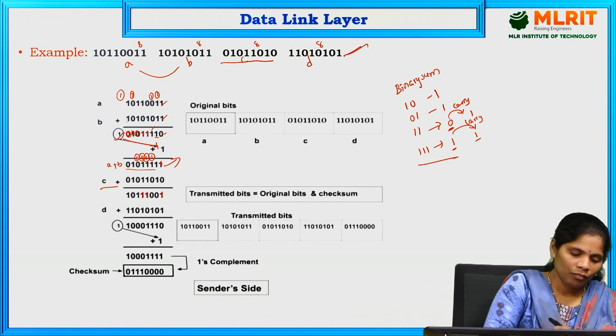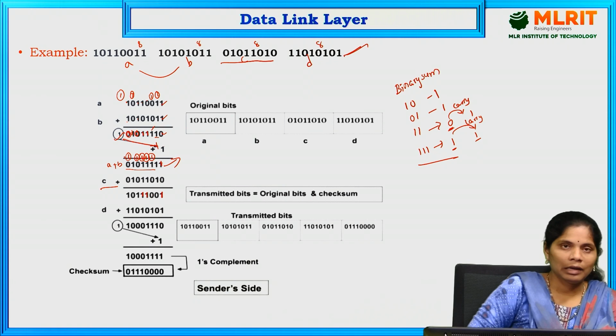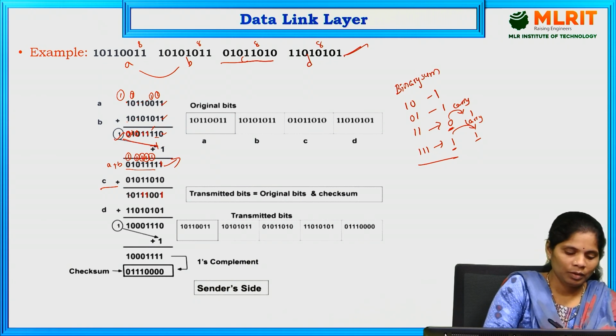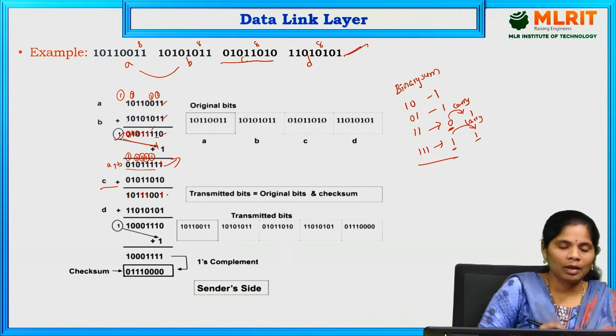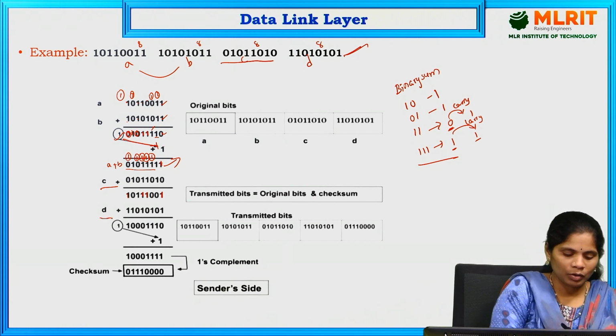Then 1 plus 0 plus 0 means 1 only, 1 plus 1 means 0 only, and next there is a carry 1. Next 1 is going to be here. There is no carry, so there is only 1. And for this A plus B plus C, again we are going to add the D.